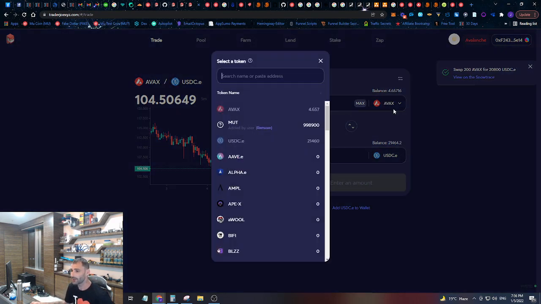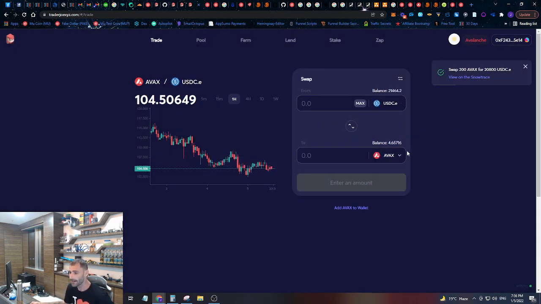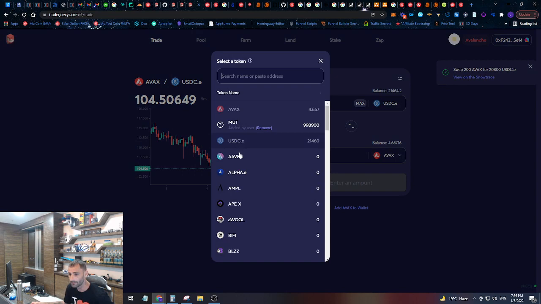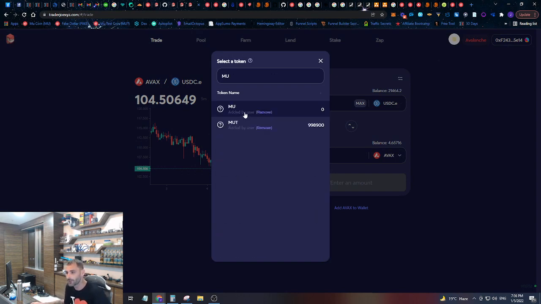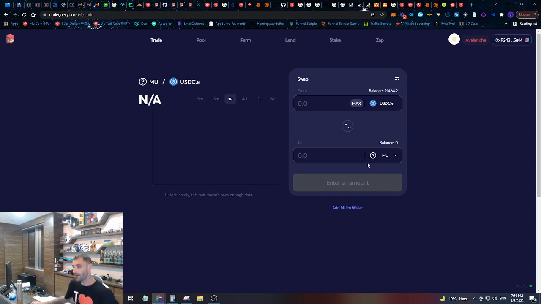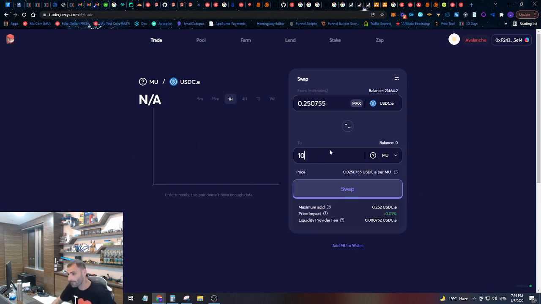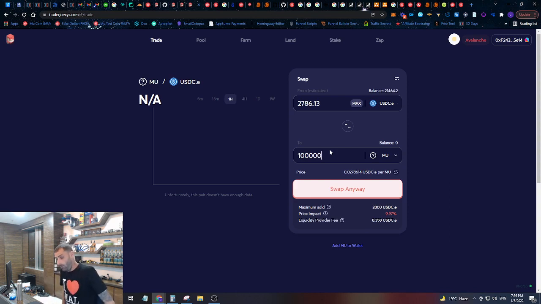All right, so now what we're going to do is we're going to swap these out, and we're going to swap for some Mu coin. So here's our Mu coin. And what we're going to do is we're going to buy 100,000 Mu coin. So we can see that to buy this 100,000 Mu coin, it's going to cost us a maximum of 2,800 USDC.